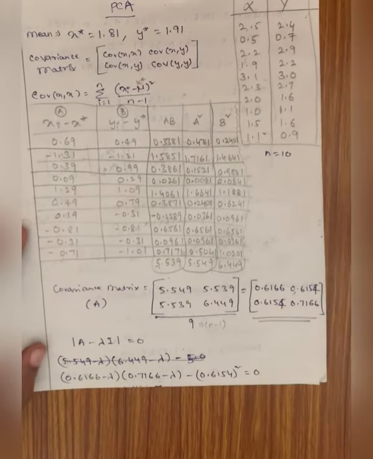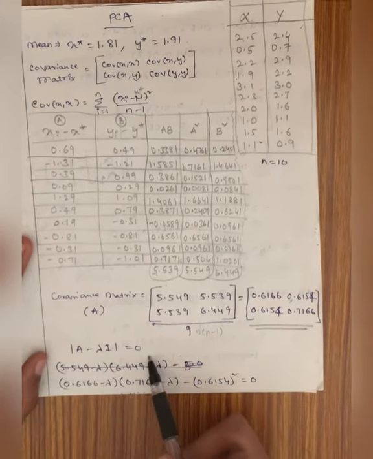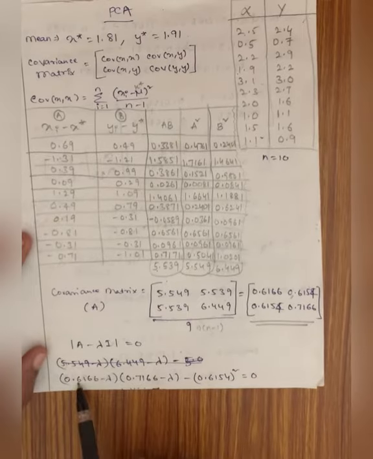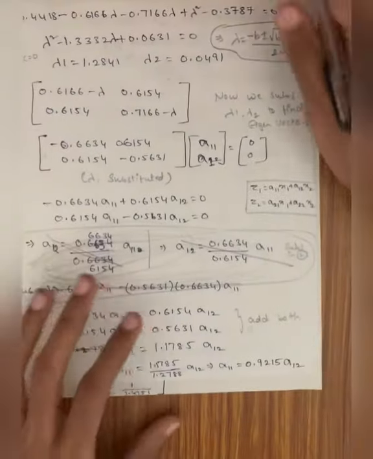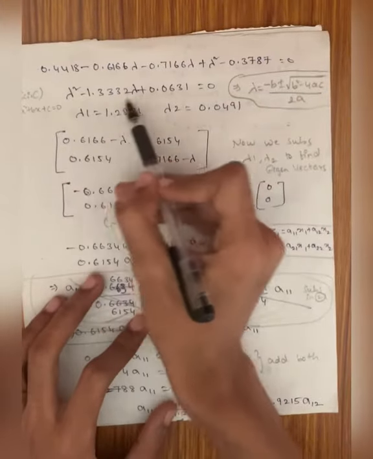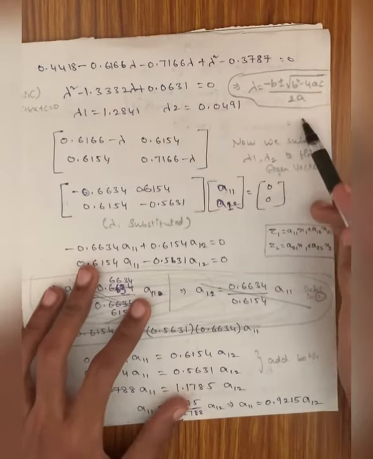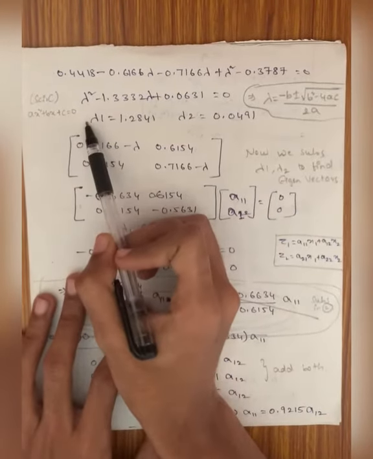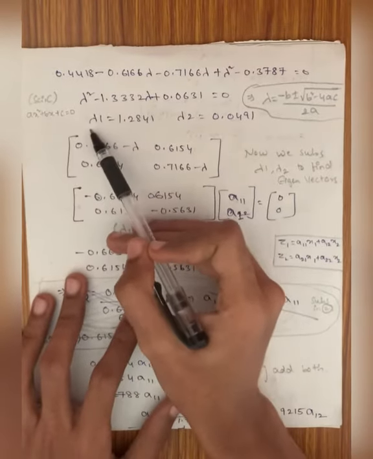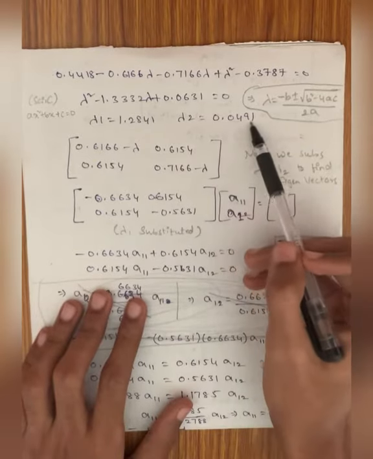Now our procedure is to find the eigenvalues. Eigenvalues can be calculated with this formula: determinant of A minus lambda I is equal to 0. We substituted A minus lambda I here, and we got these values, and finally we will get a quadratic equation. This quadratic equation can be solved using the formula mentioned here, or to make it easier we can even calculate these values using a scientific calculator. Finally we get lambda 1 equal to 1.2841 and lambda 2 equal to 0.0491.